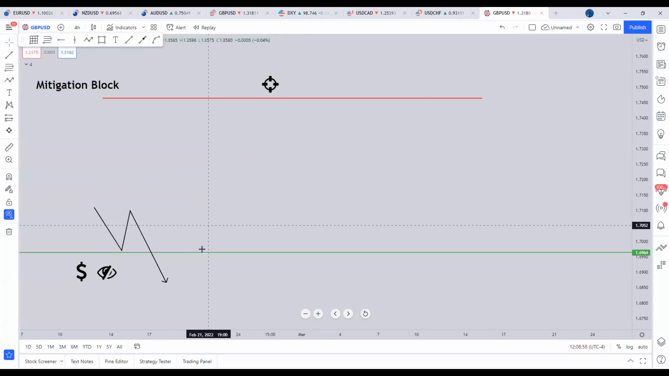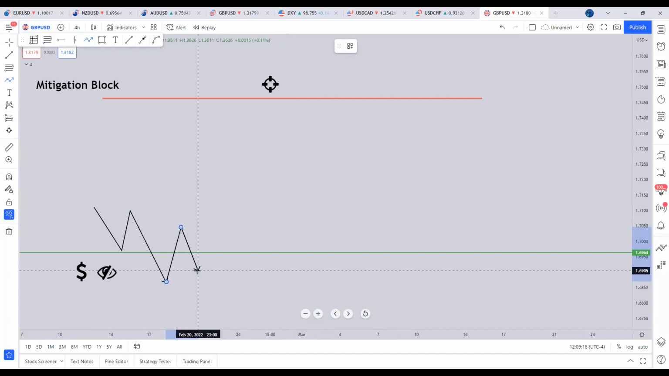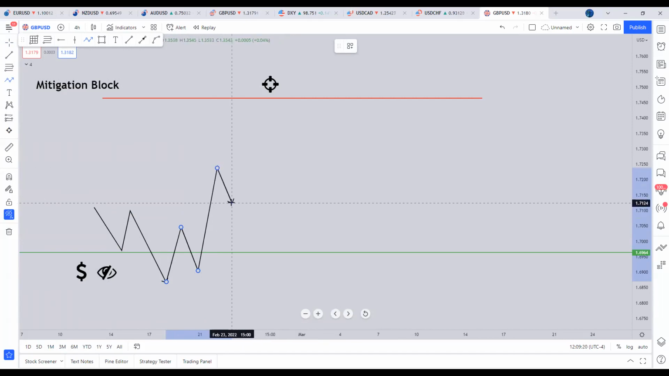So now what you're going to do is wait for price to start making its break upward. Now let's say that price comes up to this point, and now price has essentially done this. Okay.